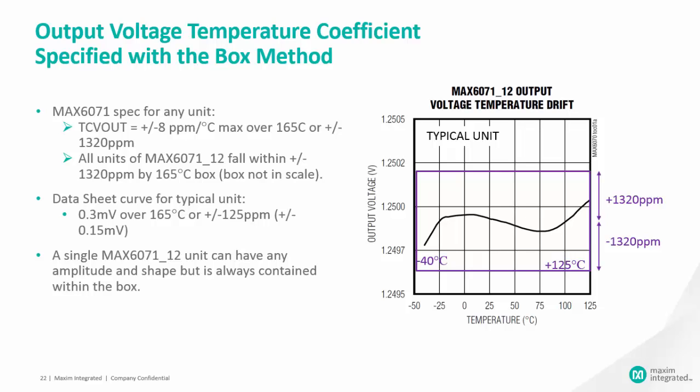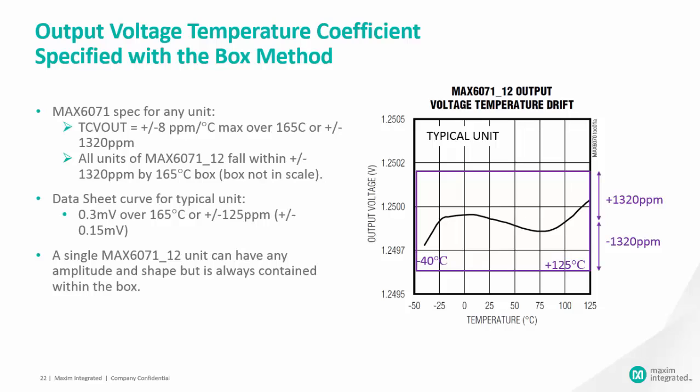In the example shown, all MAX6071-12 units will be contained in the purple box, plus or minus 1320 ppm, while the single unit in the picture exhibits a variation of only plus or minus 0.15 millivolts or plus or minus 125 ppm. Since the voltage reference variation with temperature is nonlinear, the local temperature variation along the curve, the local tangent to the curve, expressed in parts per million per degree C, can be very different from the min and max values reported in the datasheet.